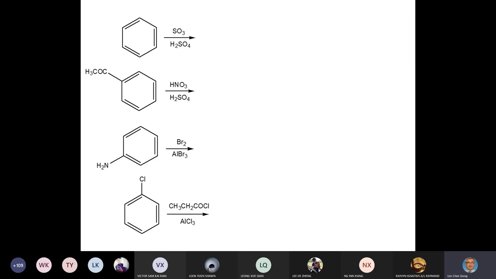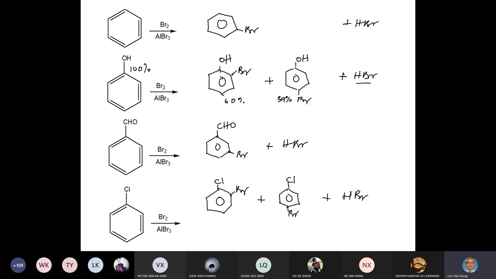Maybe some of them will ask me, Mr. Lim, this compound, will they ask us about the name or not? What is the process name? For example, this reaction, all the same. What is the name for this whole reaction? Halogenation. Okay, you can put halogenation. Somebody will say, Mr. Lim, can I put bromination? I say, no problem, can also.